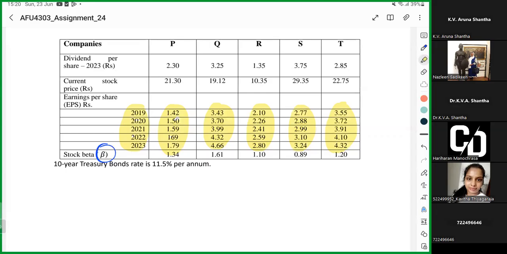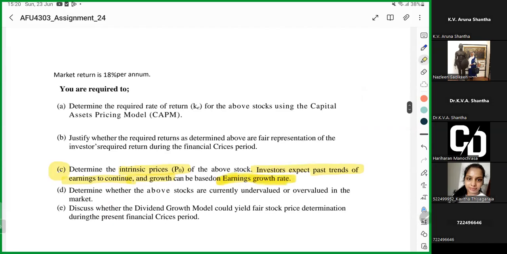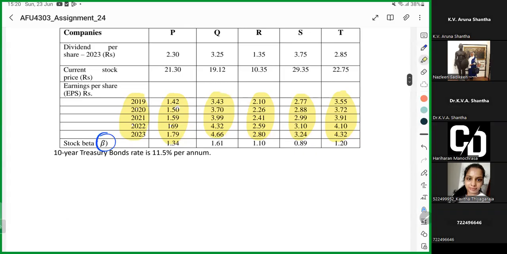Right. So we have given here not dividend per share, but earnings per share. But the question says the growth rate is based on earnings growth rate. So by taking the growth rate of earnings, you can assume it as equal to the dividend growth rate. So you can apply the geometric average. We studied one example and calculated the growth rate. Then you can get the value per share by applying the dividend growth model.